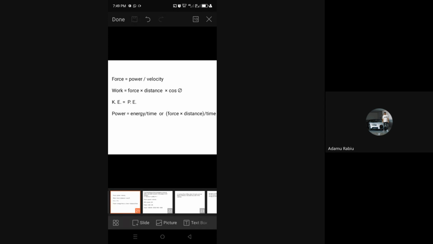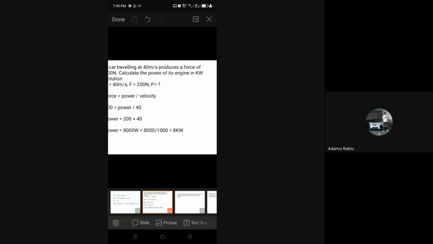Force is power over velocity. And if you now look at this question, they gave you velocity of 40 meters per second. The unit of velocity is meters per second. So velocity is 40 meters per second in this question. Force is 200 Newton, and the question is asking you to calculate power. You are seeing velocity, force, and power. What comes to your mind is that relationship. You have to memorize formulas. That is just the truth. So that when you have values like this, you have to think, which formula connects these values together? And before you know it, you have solved the question.